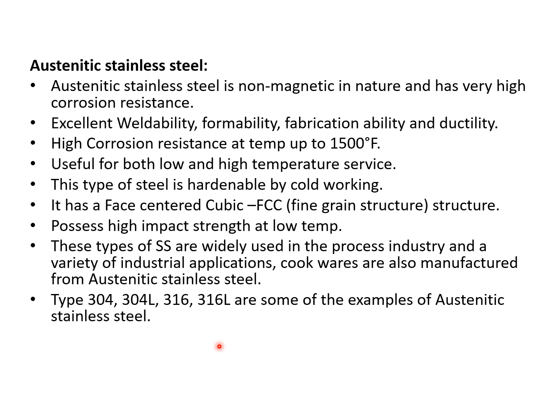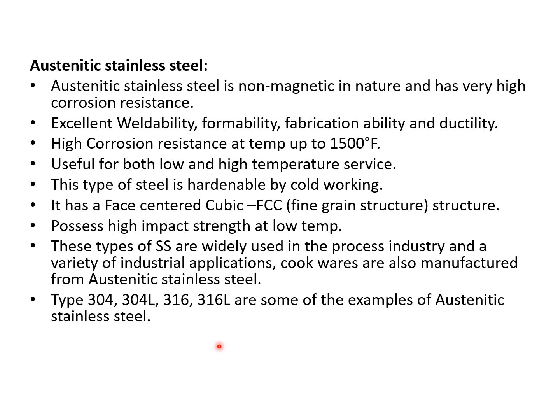So let's see more about austenitic stainless steel. Austenitic stainless steel is non-magnetic in nature and has very high corrosion resistance. It is excellent in weldability, formability, fabrication ability, and ductility. It has high corrosion resistance at temperatures up to 1500 degrees Fahrenheit or 800 degrees centigrade. Useful for both low and high temperature service.